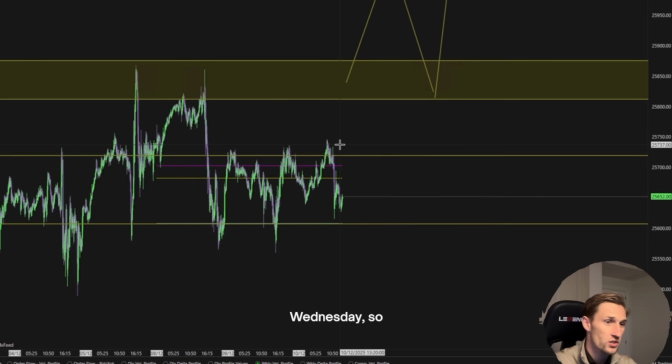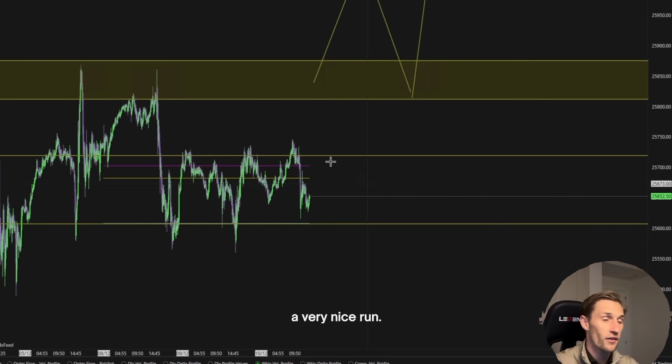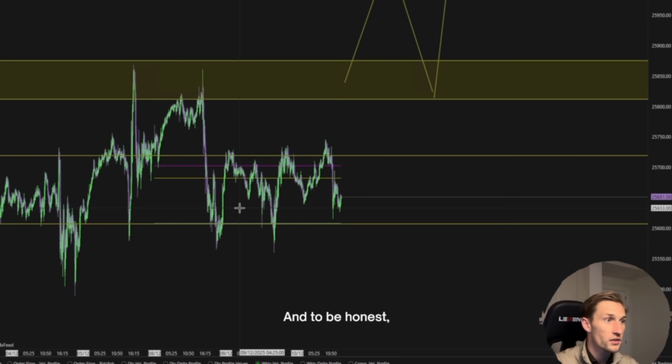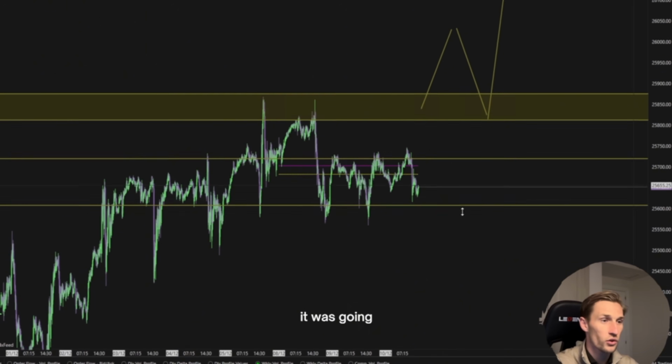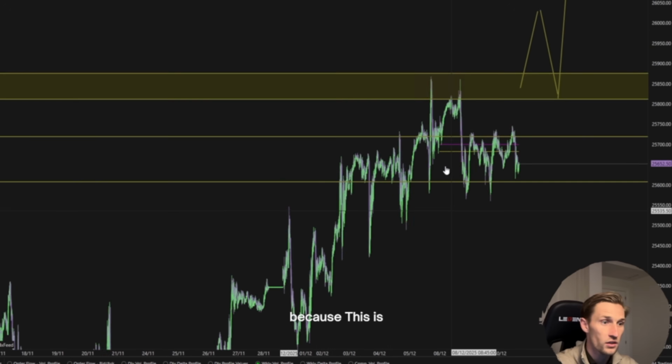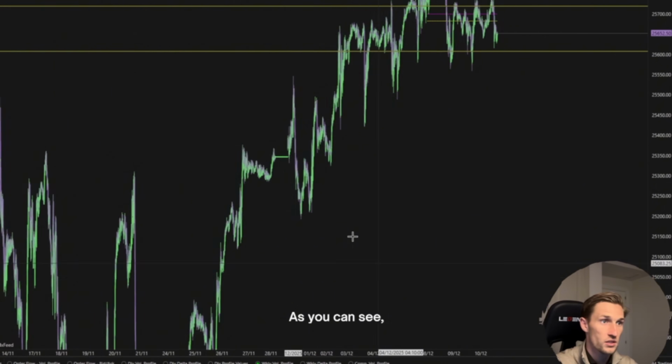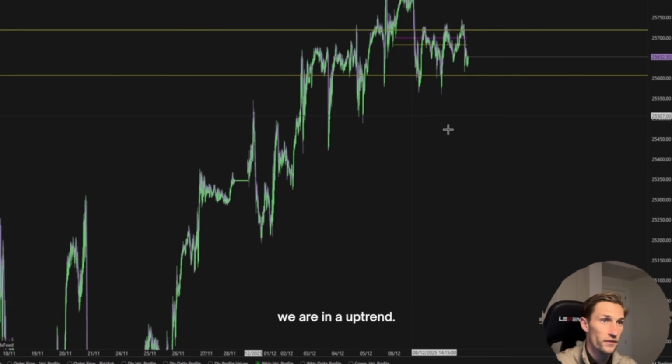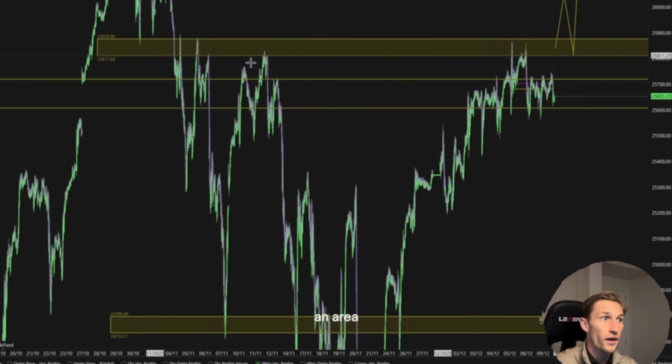It's only Wednesday, so either today during New York or Thursday or Friday, I think we can see a very nice run. And to be honest, Fabio said he thought it was going to be on the top of the range because this is just a few days. As you can see, we are in an uptrend. But on the other hand, this is also an area where we already reacted 1, 2, 3, 4, 5 times.